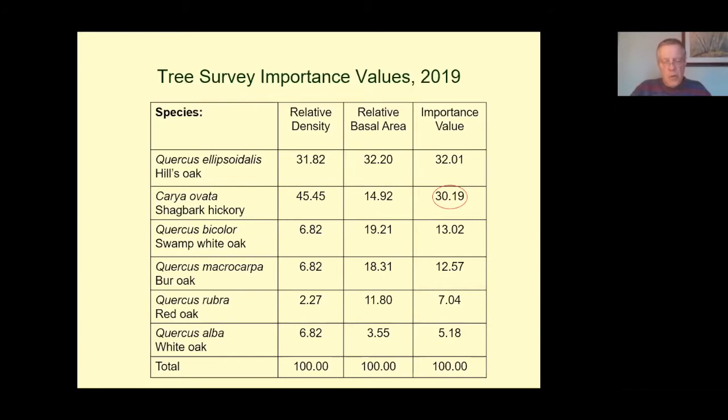The next most important tree species in the savanna was Carya ovata, shagbark hickory, with an importance value of 30%, which was driven by its high density. It exhibited something like 200 trees per hectare, so a very large number of small hickories in the savanna. And you can see that there were 4 more species of oaks that were also identified during the tree survey. So all the trees along my transect lines were either hickories or oaks.